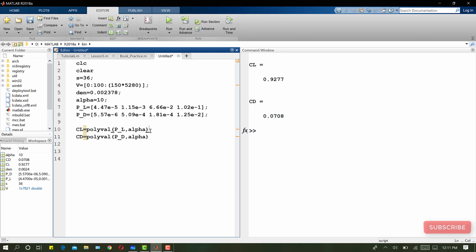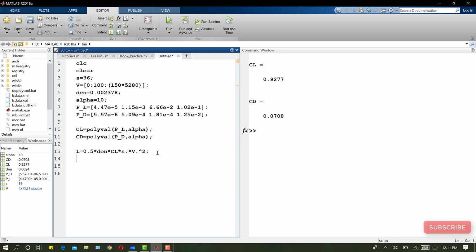Now we need to find the lift and drag forces. So I will write lift, and the lift force is 0.5 multiplied by density multiplied by CL multiplied by S multiplied by V, and V to the power of 2. V is a vector, so we will use element by element exponentiation. So this is the equation for the lift.